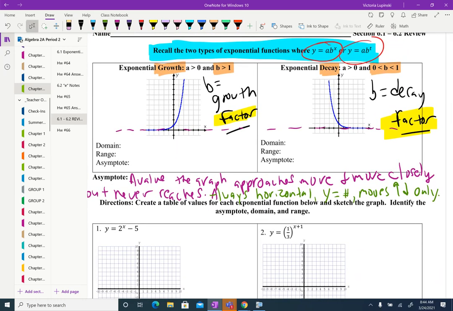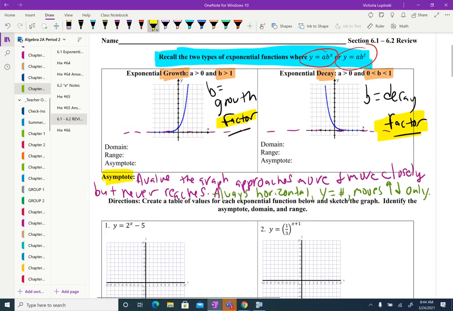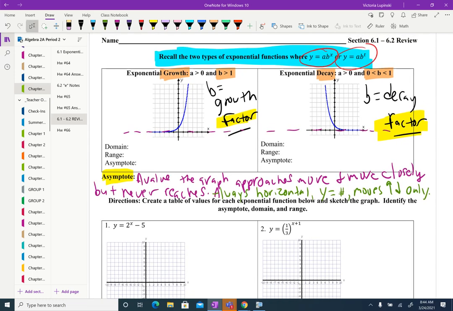So again, if you're looking for a little bit better definition of an asymptote, it's a value that the graph approaches more and more closely. So it keeps going closer and closer and closer, but it never actually reaches it. When you're talking about exponential functions, it's always going to be horizontal. Something that is horizontal is always going to be y equals a number. And then that asymptote is allowed to move up and down only, never any other way.